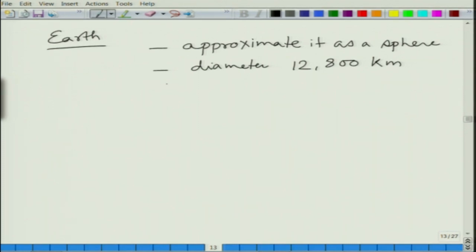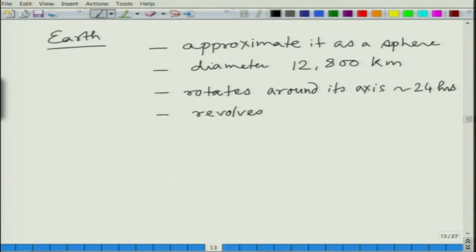Now, the Earth rotates around its axis approximately every 24 hours, which is our day length, right. Again that is approximate, and it revolves around the Sun in approximately 365.25 days. This quarter day that we are left with in counting every year is adjusted in the leap year, where we add one extra day to adjust for this quarter day.